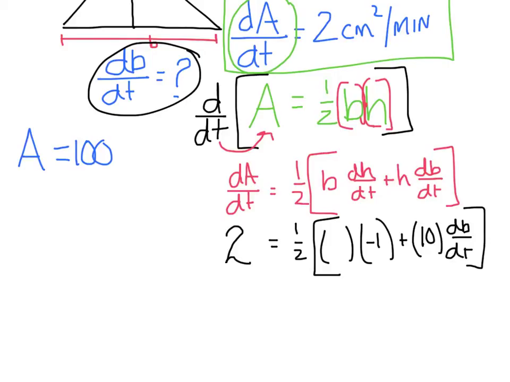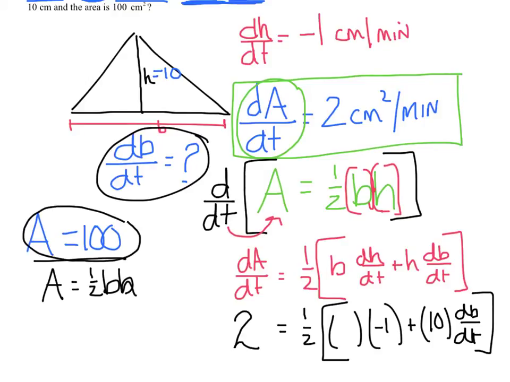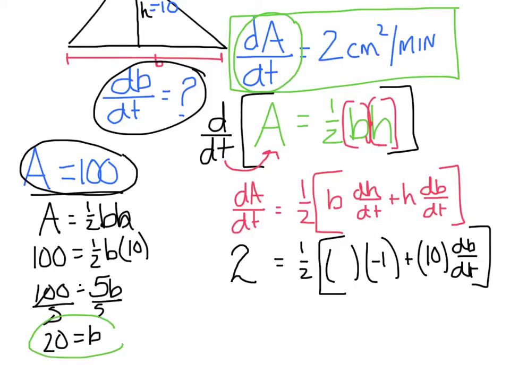Okay, so now we have one little snafu. We should know everybody but dB/dt. What piece of information haven't we used yet? Well, I would say we haven't used the fact that we know the area is 100. So I'm going to take my area of a triangle, so area equals 1/2 base times height, and I'm not taking any derivative, I'm just setting that formula equal to 100. So 100 equals 1/2 base, and remember the height is 10. So I've got 100 equals 5b, divide by 5. 5 goes into 10 twice, so my base is 20. So I have to use the fact that the base is 20 to solve this problem.